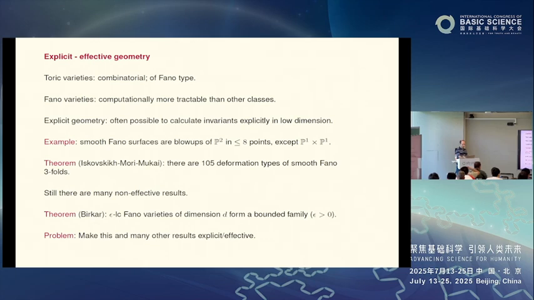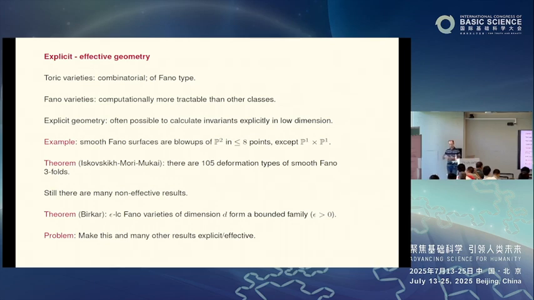So a very simple, not maybe so simple, but at least easy to state, fact is that if you look at all the Fano surfaces, then basically, except P1 times P1, they all come from P2 by just blowing up a few points. So this is a very concrete, explicit way of talking about these spaces. So this is what I mean by explicit and effective. In dimension 3 also, there is a whole classification of all the smooth Fano varieties by Iskovskikh, Mori, and Mukai.